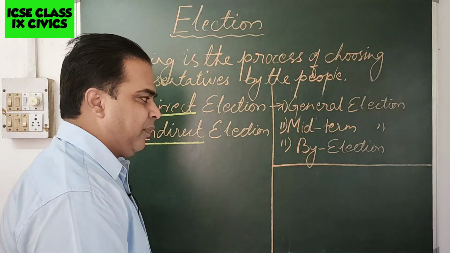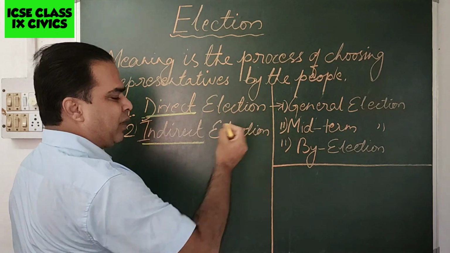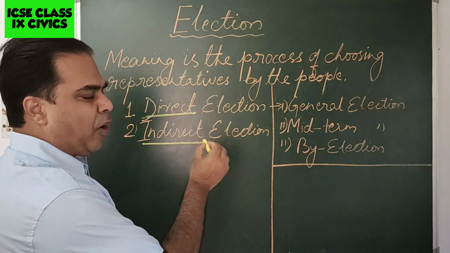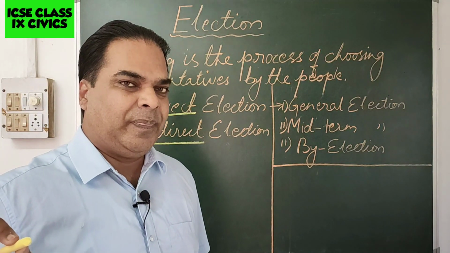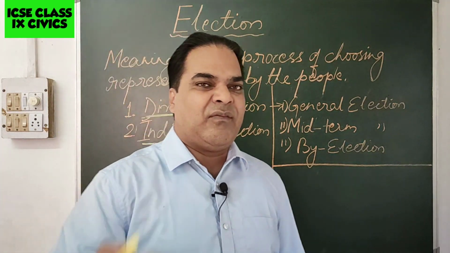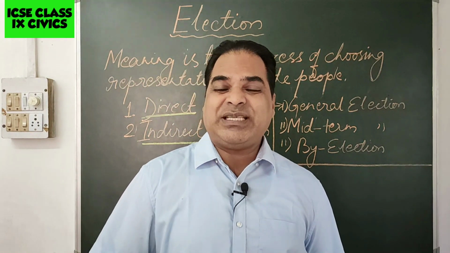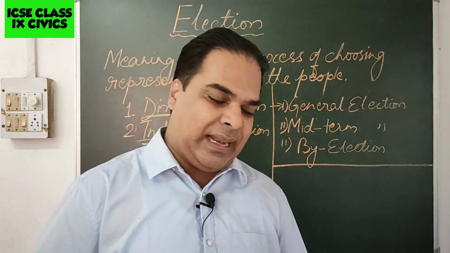Directly I am involved. I am writing, right? Suppose, for example, I am writing on the board. I am directly involved or not? If I order somebody else to write on my behalf, then indirectly I am writing on the board. So the voters' involvement in the voting process is known as direct election. We are involved directly in the election.